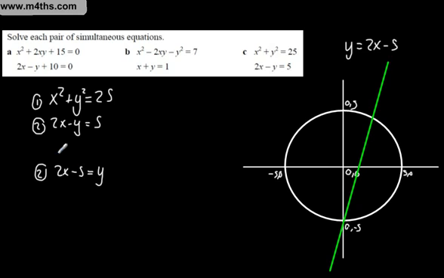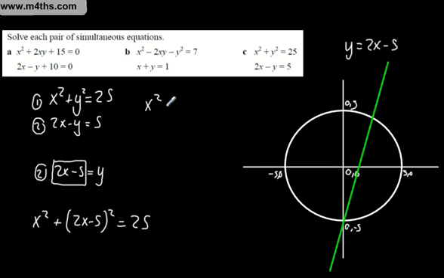Now, we can't use elimination by subtracting down. So what I'm going to do is take this value every time I see a y in the top one. So I'm going to get x squared plus y squared. Well, that's 2x minus 5 all squared, and that's going to equal 25. Expanding this out, we're going to have x squared plus, and if you expand the double brackets, you'll get 4x squared. Then we're going to have minus 20x plus 25 is equal to 25.